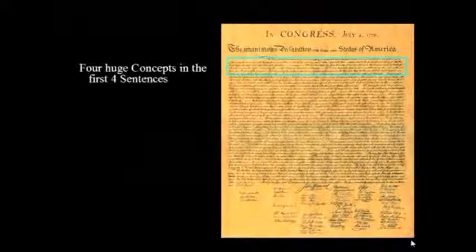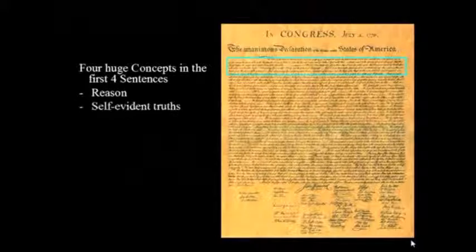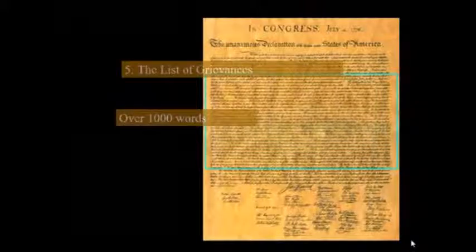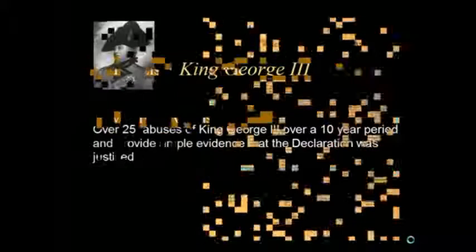These are four huge concepts in this first couple of sentences: the reason for the Declaration, the self-evident truths, the purpose of government, and the abolishment of government, and the reasons for it. Now, as I said before, the middle section, which is the biggest section, is the list of grievances against King George, and there are over 1,000 words in this section.